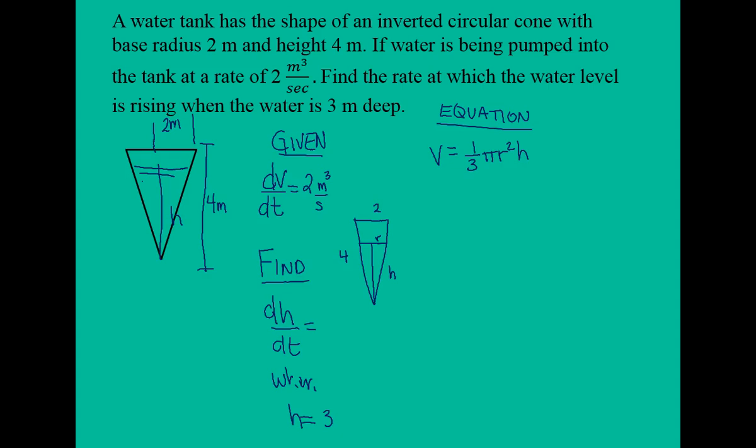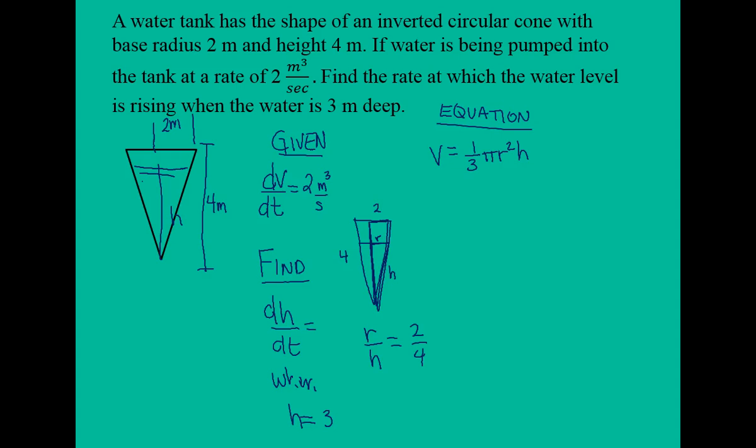Now, the idea here is, can we create an equation that relates r in terms of h so we can replace either r or h and only have one variable on the right side? Then we don't have to use the product rule. Well, if we looked at our diagram, we may see that we have two triangles, and they are similar triangles. This big triangle here, and then the smaller triangle here. So those are similar triangles. So we could say r is to h as 2 is to 4.